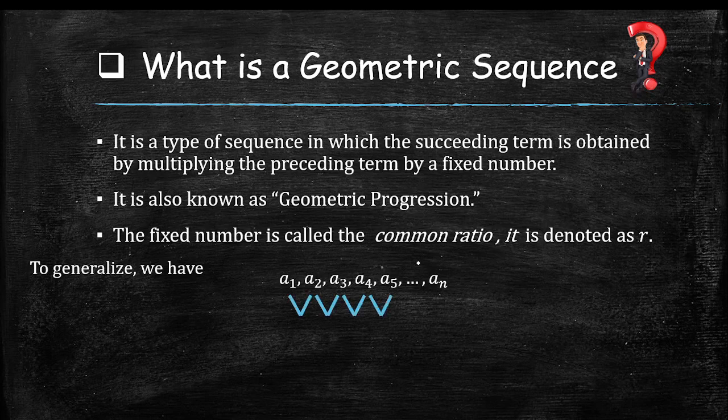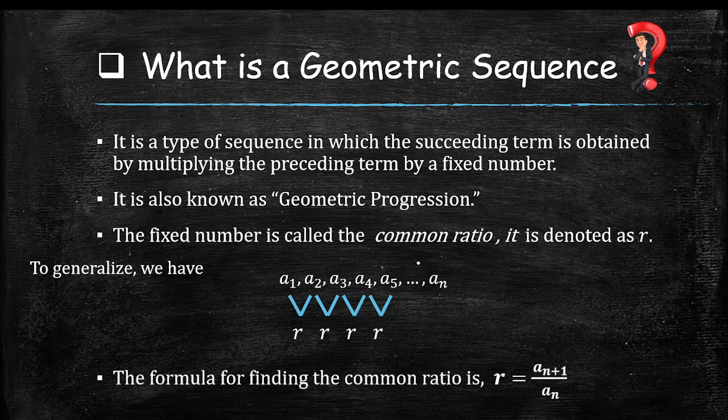In the geometric sequence, we have the common ratio between the preceding term and the succeeding term. And the formula for finding the common ratio is r = a sub n plus 1 divided by a sub n. r represents the common ratio, a sub n plus 1 represents the succeeding term, and a sub n represents the preceding term.